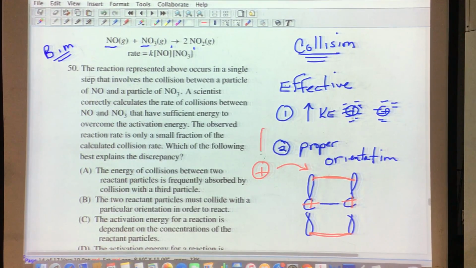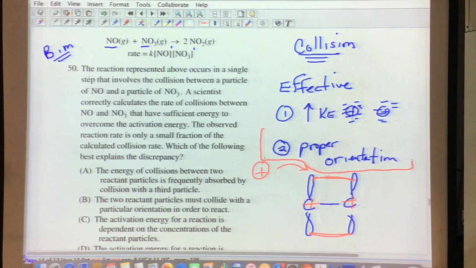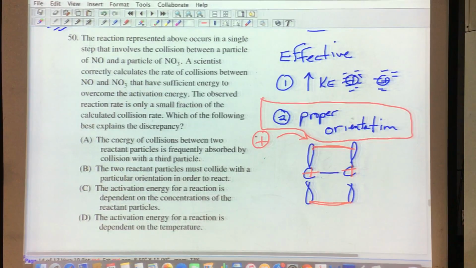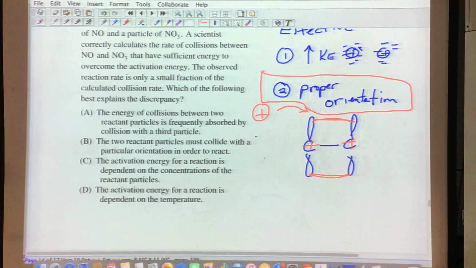So I always call proper orientation kind of like my family at a reunion. We're not good dancers, and the chance of an elbow-to-elbow collision is slow. So the elbow-to-elbow collision would give you the proper orientation. So, any case, the answer to this question is, which of the following explains why, even though we have enough kinetic energy or activation energy, they must collide with the proper orientation. They have to hit their active sites. Okay, that's why B is the answer.